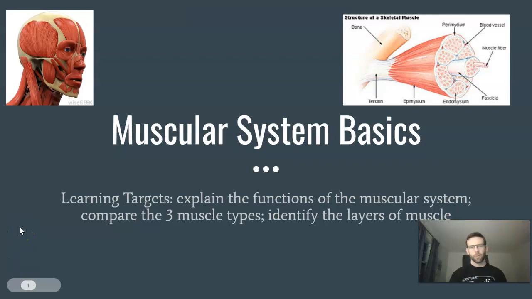Hi everyone. So the goal of this video is to understand the muscular system basics. You can see that there are a few learning targets at the bottom of the screen here. So I want you to be able to explain the functions of the muscular system, compare the three muscle types, and identify the layers of muscle.